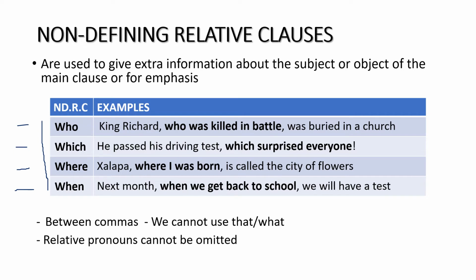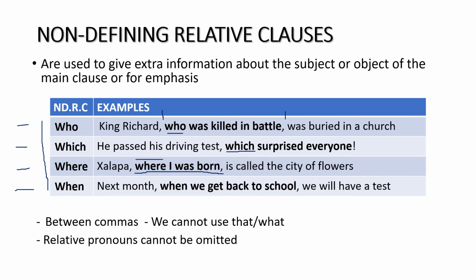So as you can see now, here we are using commas, and we have the non-defining relative clause. "He passed his driving test, which surprised everyone." We refer to an object, that's why we use which. "Jalapa, where I was born, is called the city of flowers." In this case, you can notice that we are making emphasis about a place. That's why we use where.